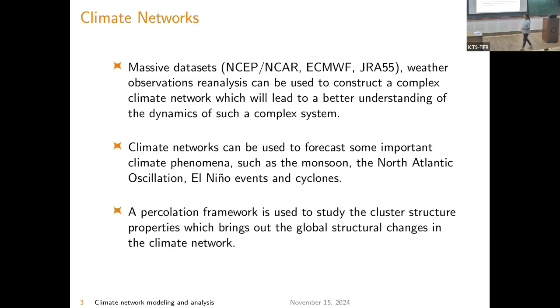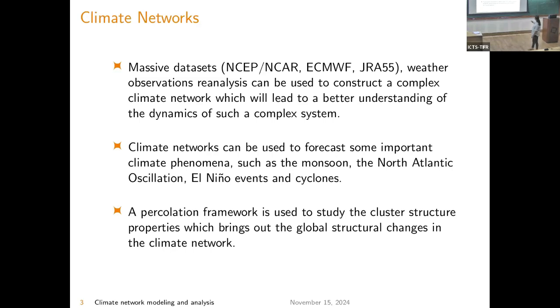They have these reanalysis data sets which give a comprehensive picture of the observation taken at that data point. They use various forecast models and do data assimilation, and then they construct a data set based on that, which is why it is called a reanalysis data set. So we are going to use that in order to construct a climate network.